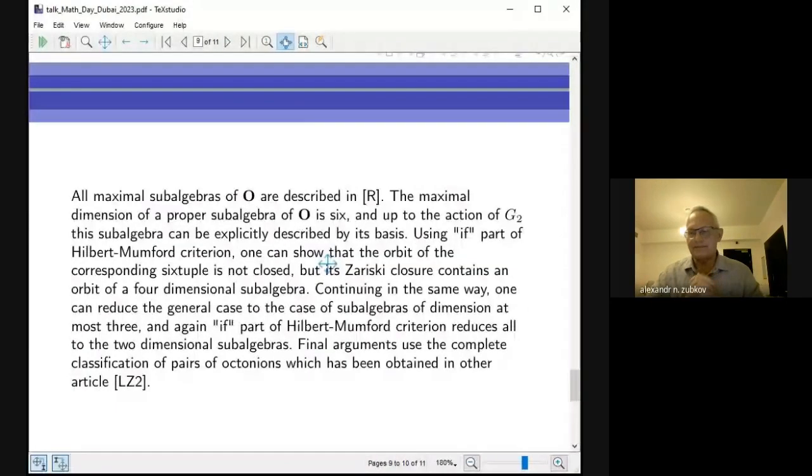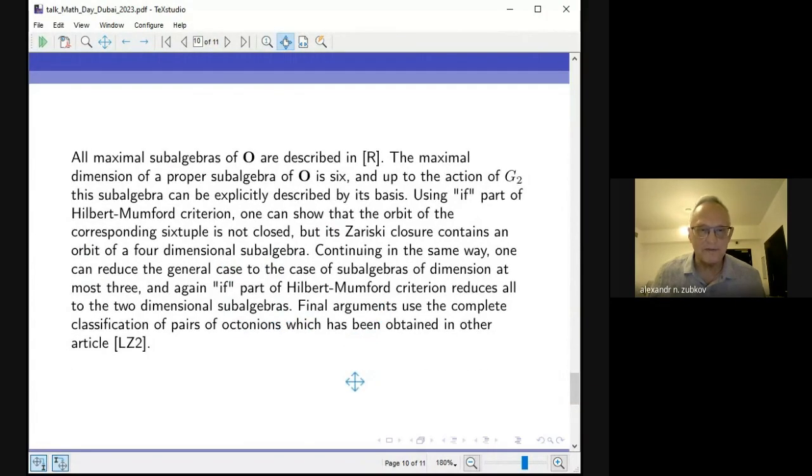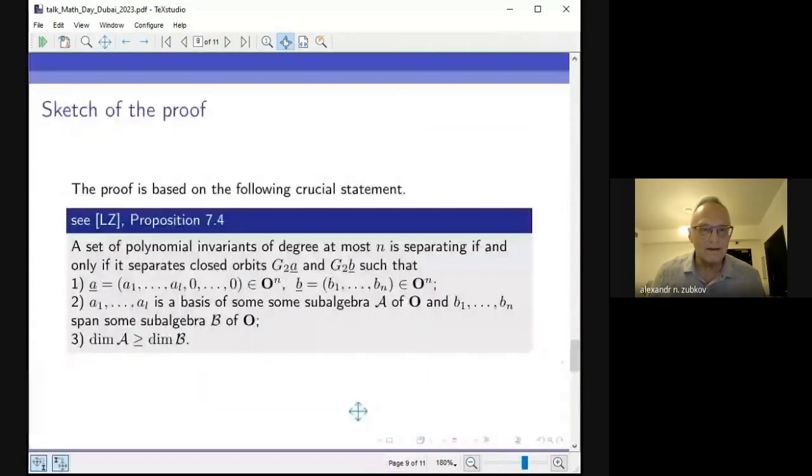Well, I think I have some time. Let me finish with perspectives. What are we going to do later? Now we are working on the same kind of problem, but for the next exceptional simple group, of type F4.